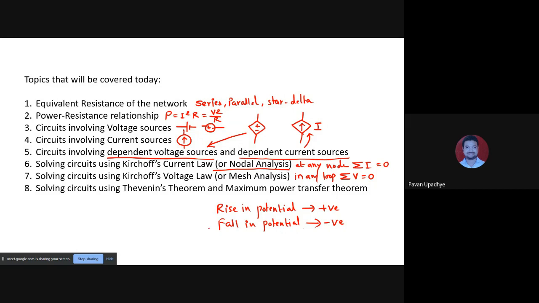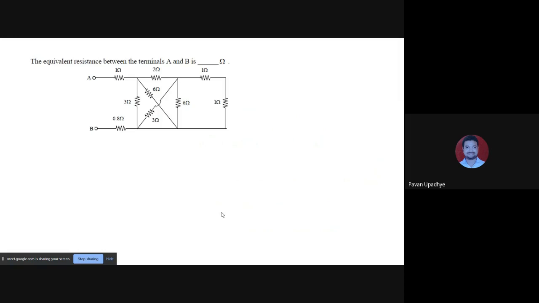Then we will go through Thevenin's theorem and maximum power transfer theorem and numericals based on them. So one by one we shall go through the numericals. Firstly, this is a numerical that has appeared in the examination of GATE somewhere during 2015 to 2020. I have collected the numericals that have appeared from 2015 till 2021. Sorry, 2020.